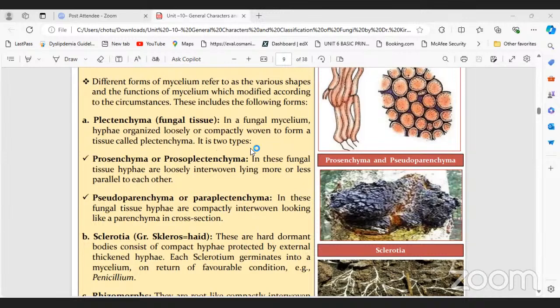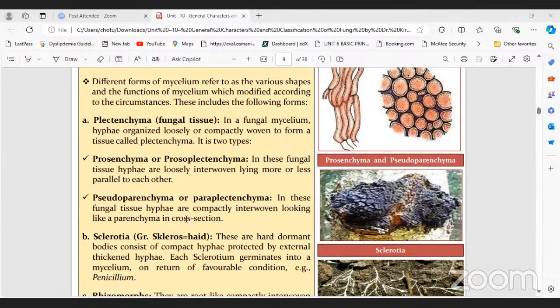Plectenchyma is a fungal tissue. Fungal mycelium hyphae organized loosely or compactly woven to form tissues is called plectenchyma. It is of two types: prosenchyma and pseudoparenchyma. Prosenchyma is a fungal tissue of loosely interwoven hyphae lying more or less parallel to each other. Pseudoparenchyma is a tissue of compactly interwoven hyphae looking like parenchyma tissue in cross sections. This is plectenchyma.